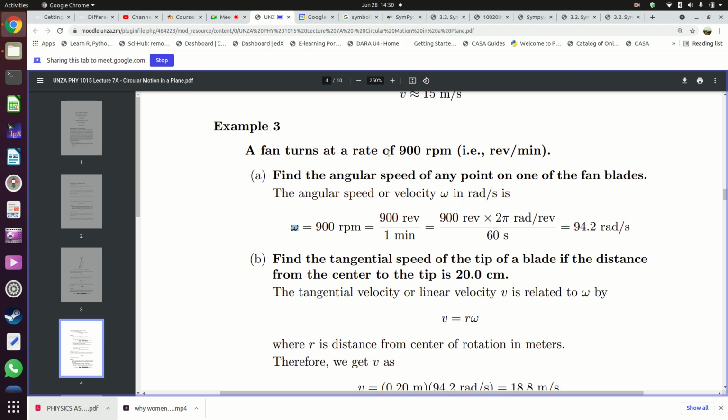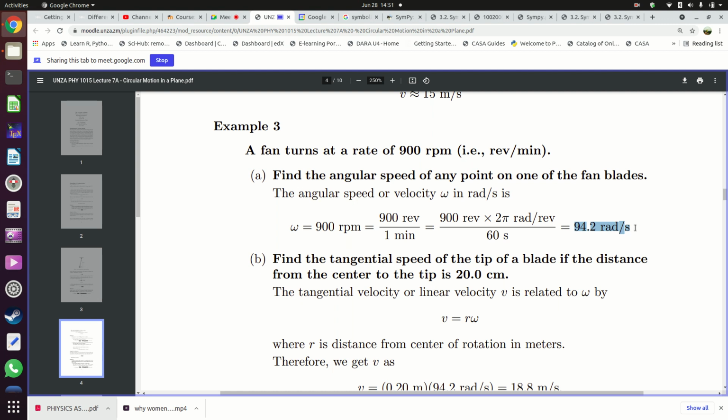So we have this speed given in revolutions per minute, but we need it in radians per second. So that's going to be 900 RPM, which is 900 revolutions divided by 1 minute. If you carry out this calculation, you end up with omega equal to 92.2 radians per second. So this 900 RPM is just equivalent to 92.2 radians per second.